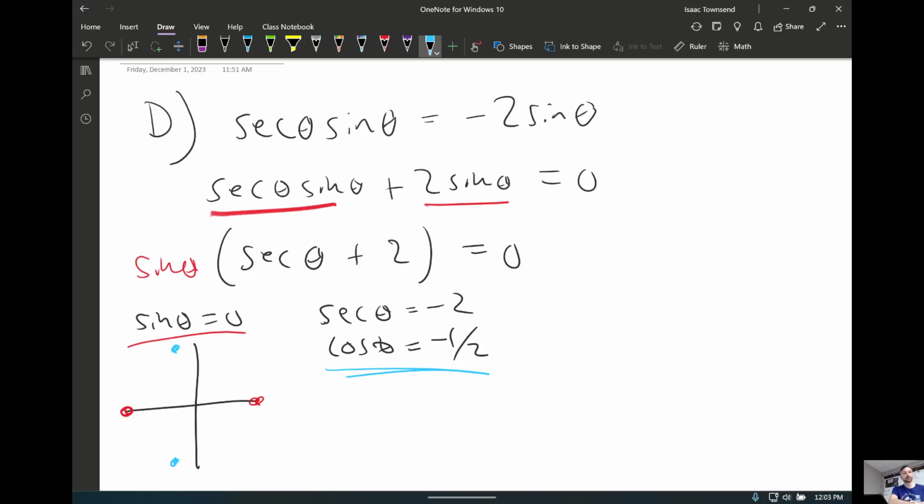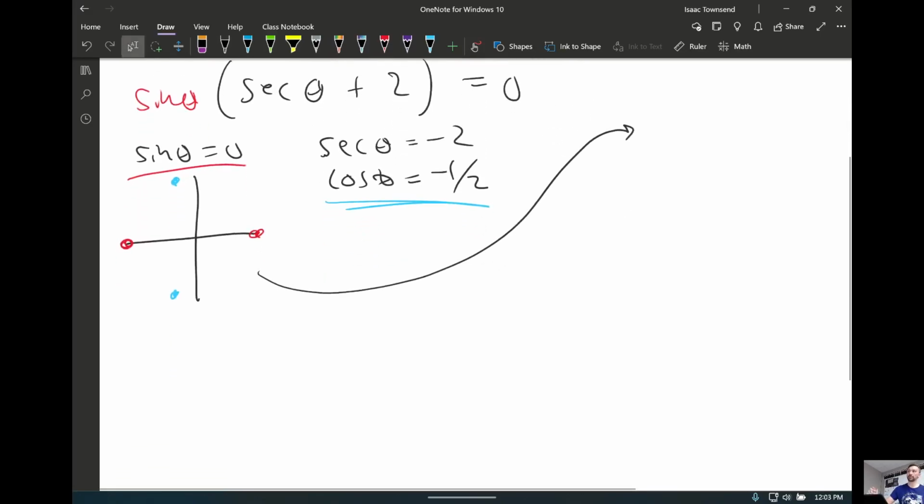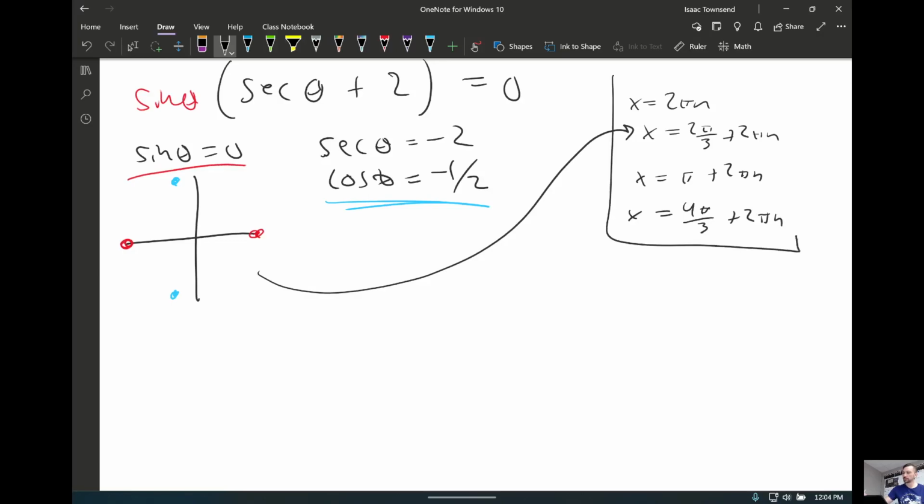So those spots should be our solutions. Then it's just a matter of writing them consistent with the directions that they gave. The long-winded way would be to just do 4 completely different statements: 0 plus 2 pi n, 2 pi over 3 plus 2 pi n, pi plus 2 pi n, and 4 pi over 3 plus 2 pi n. That would be fine if you do that on the quiz.